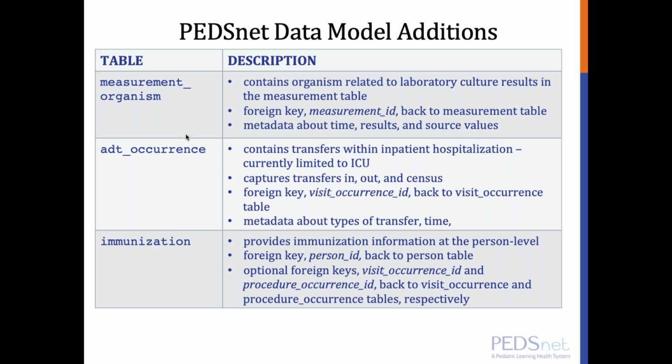And then immunization, the main foreign key is person ID, and it's usually at the person level. Some optional foreign keys, like if you know that an immunization was given during a visit, you can link it back to the visit occurrence ID, or if it was linked to a certain procedure, you can do that too. But mostly we look at this at the person level.